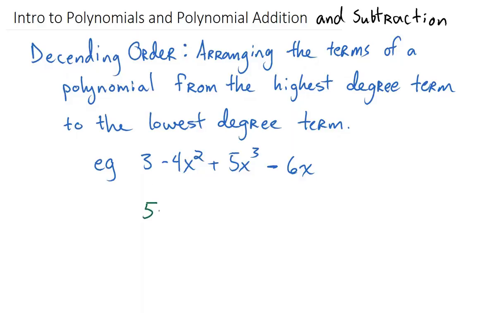That's going to be the degree 3, so I'm going to put 5x to the third first. Next, I'm going to put minus 4x squared because that's the next highest exponent. Then I'm going to go down to minus 6x. And lastly, I put the plus 3, which is degree 0. So now our polynomial is in descending order. We're basically rearranging it in order of the exponents from highest to lowest. This is called descending order.